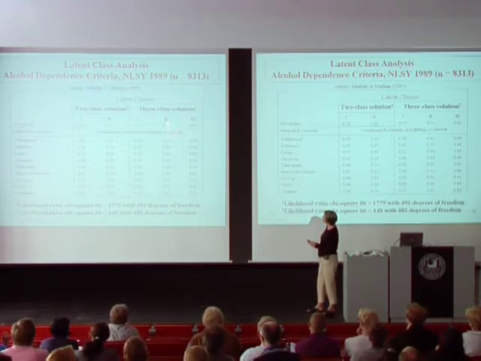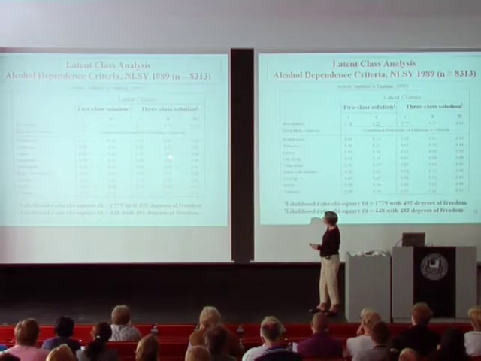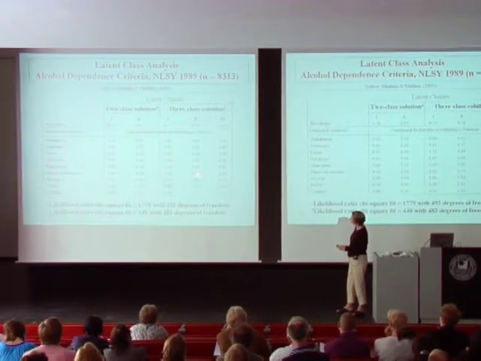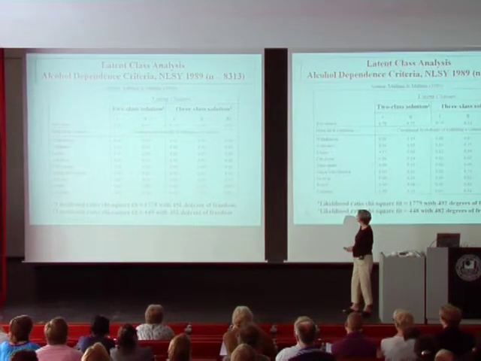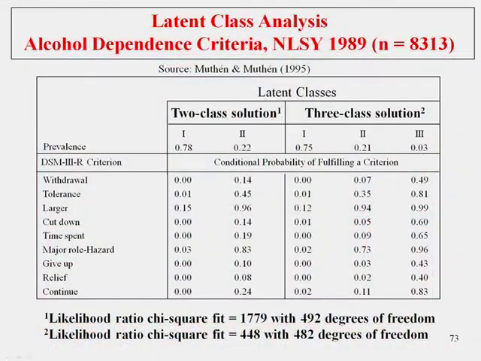Now, class 2 has 21% of the people, and if we take a look at what the largest conditional item probability is, it's also larger, but then also if we go down, we see that this major role hazard is also large for that. So in addition to drinking more than they had intended, they're also perhaps drinking and driving. They're doing some behavior that's dangerous related to alcohol. Whereas class 3 seems to endorse all of the items to a fairly large extent.